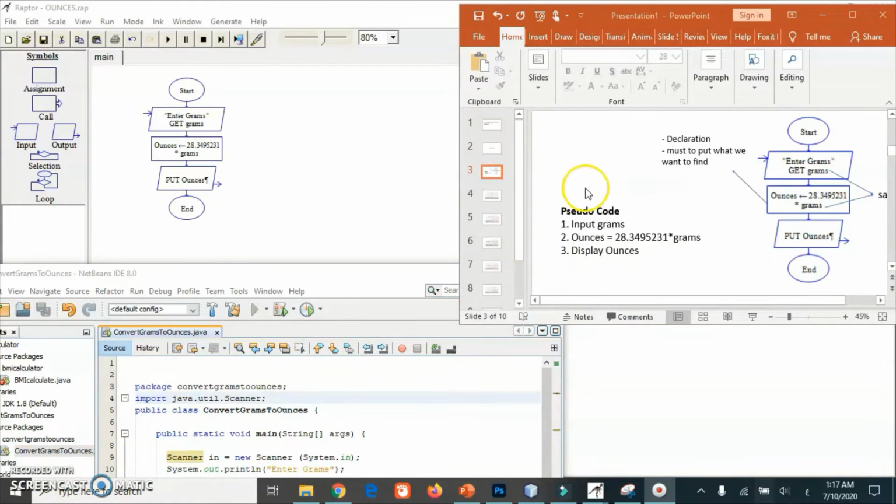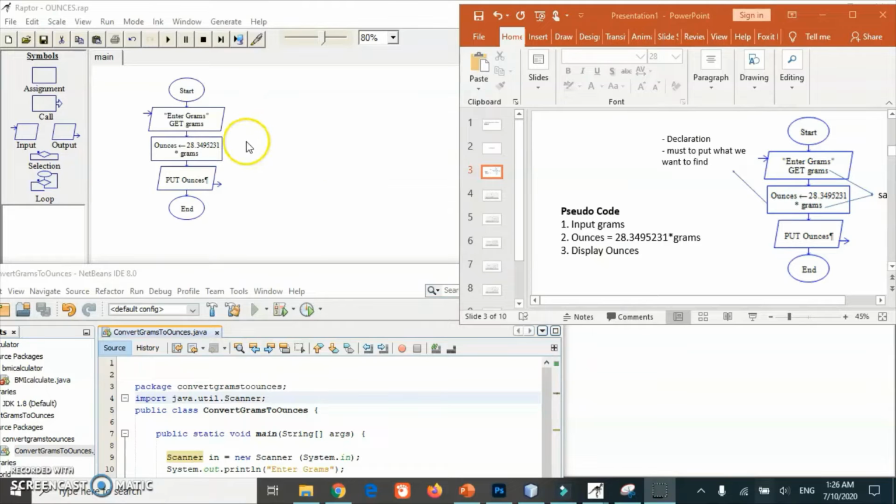Okay, how do we create the pseudocode? First, we input grams because based on the question, we must convert grams to ounces. Second, ounces. We put ounces equal to 28.3495231 multiply grams because we want to get the ounces. And then the third is display the ounces to the output.